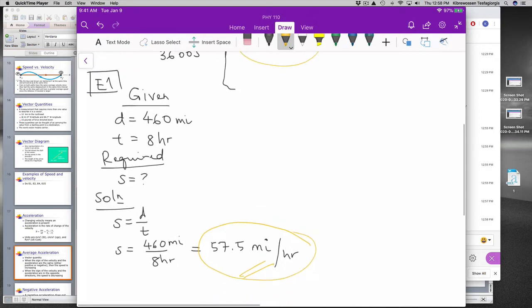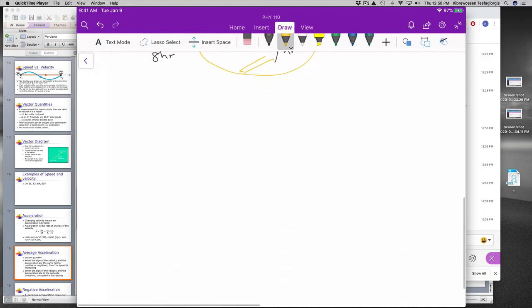E2 in the text states a walker covers a distance of 2.4 kilometers in a time of 30 minutes. Then what is the average speed? So for E2, what are my given parameters again?